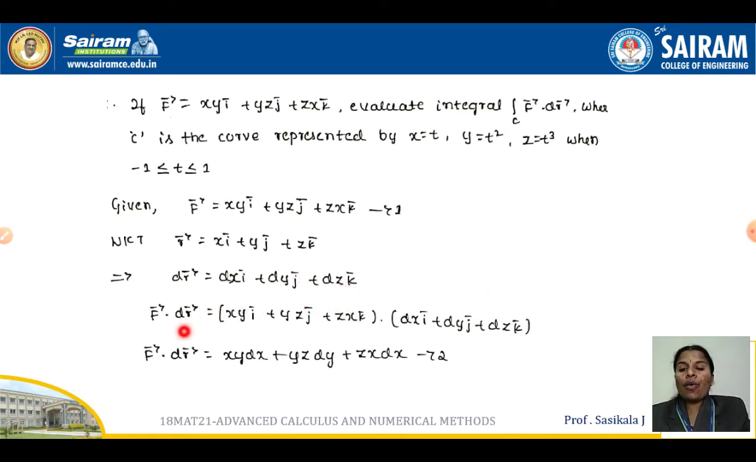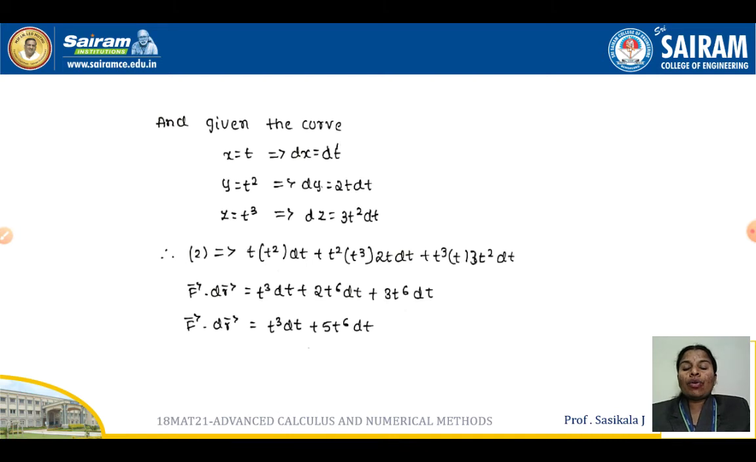Okay. So now find your F dot dr vector. What is your F dot dr vector? xy i vector plus yz j vector plus zx k vector dot dx i vector plus dy j vector plus dz k vector. When you do the dot product, you will get xy dx plus yz dy plus zx dz. Okay. Now you can go with the given one.